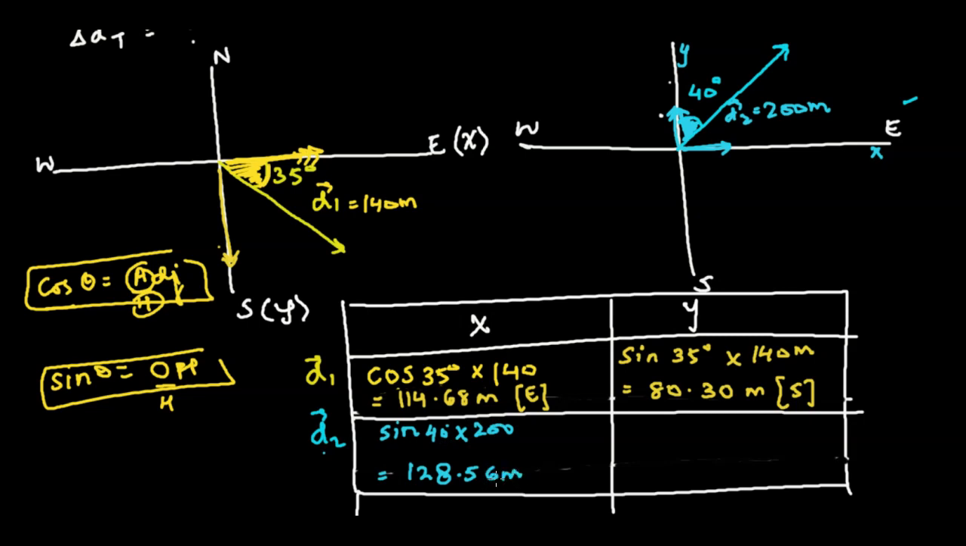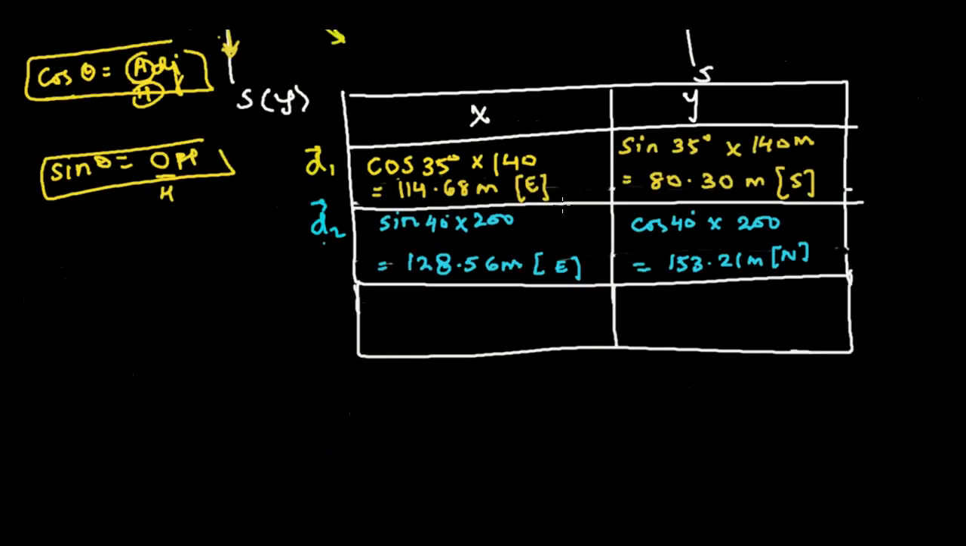You can always write down the answer rounded to 2 decimal places. The direction on the x-axis is again east, so we would write down east here. To get the y component, because the angle is adjacent to y, we would use cosine of the angle times the vector value, that is 200 meters, and this would give us 153.21 meters in the north direction.